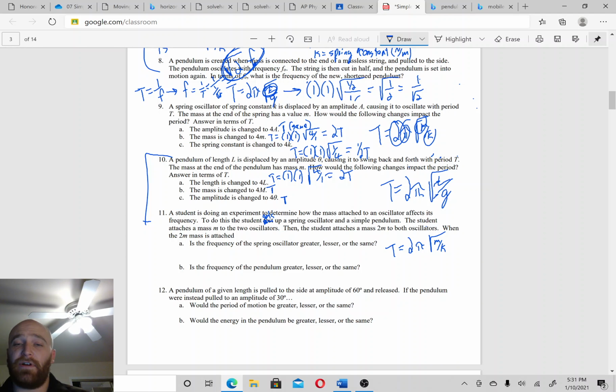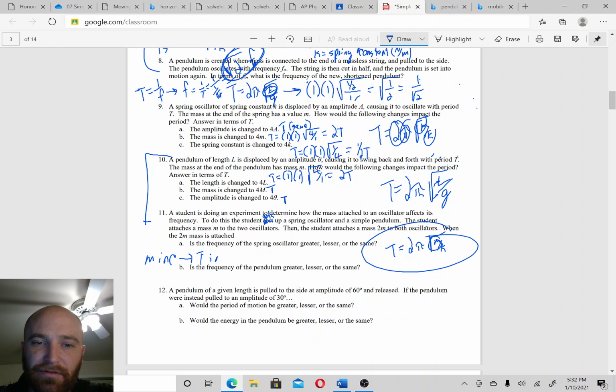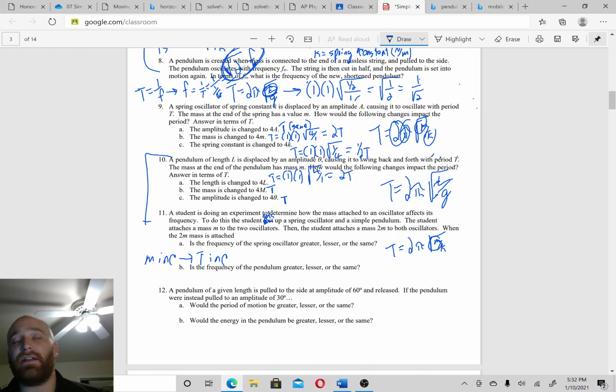Follow me on this. If we increase the mass, so if m increases, then looking at this equation, T will increase. What does that mean? Well, that means that it takes longer to happen. If something takes longer to happen, let's think back to frequency now. Frequency is the number of times it happens per second. So if it takes longer to happen, what will happen to the number of times per second, or cycles per second? It will decrease.